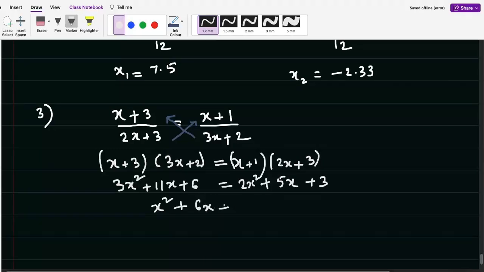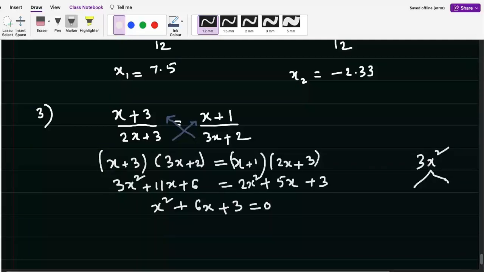6 minus 3 is 3, 3 equal to 0. Now if you are trying to do this in the factorization form, you need to have 3 into x square, 3x square. You should use two terms. Once we add them, they should be 6x. Once we multiply them, they should give us 3x square.